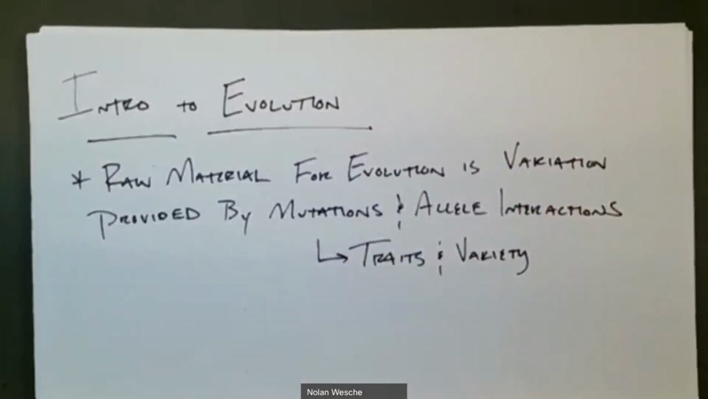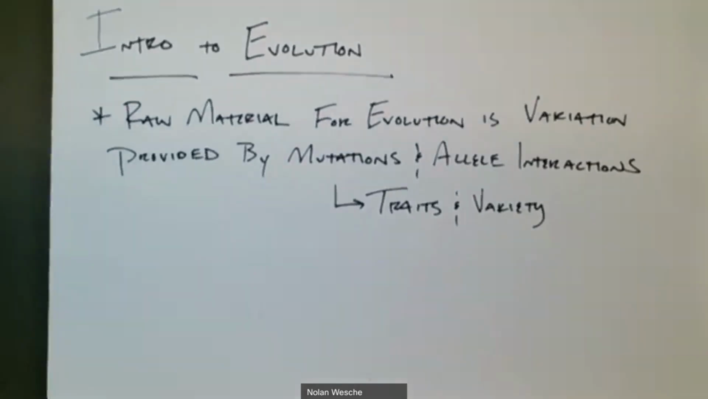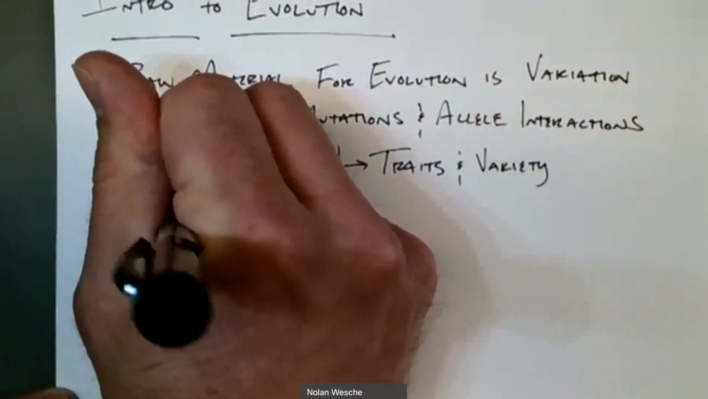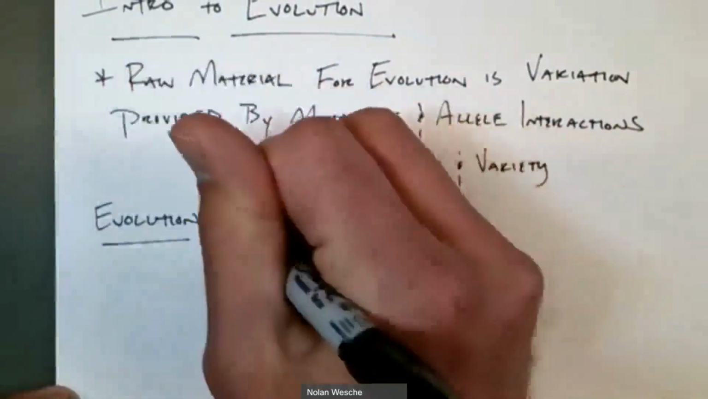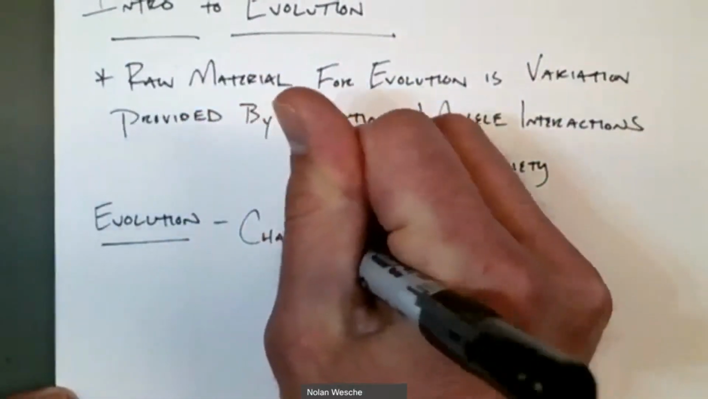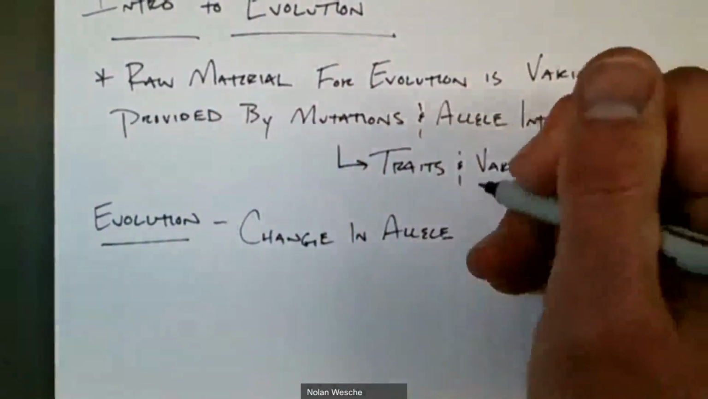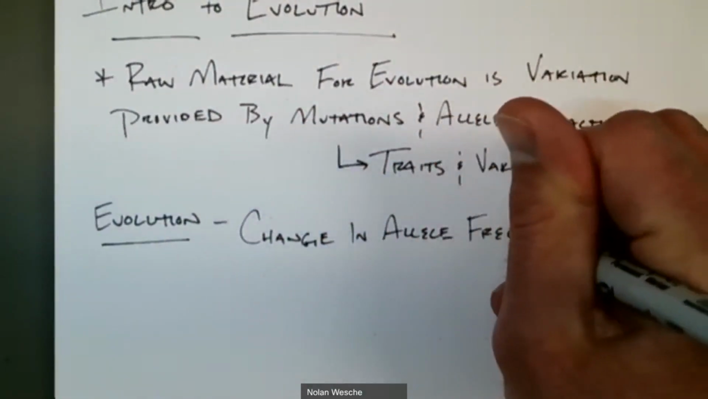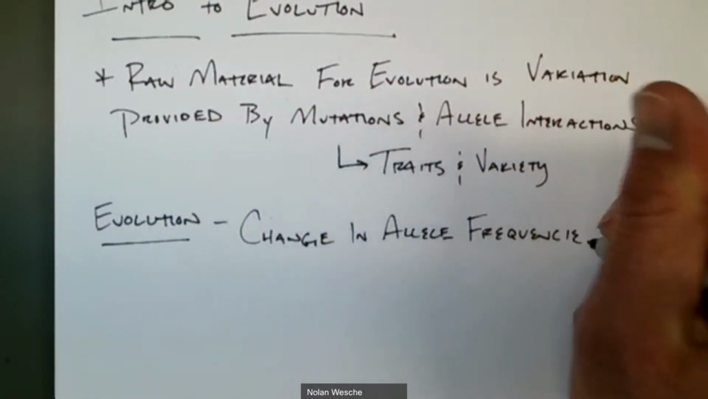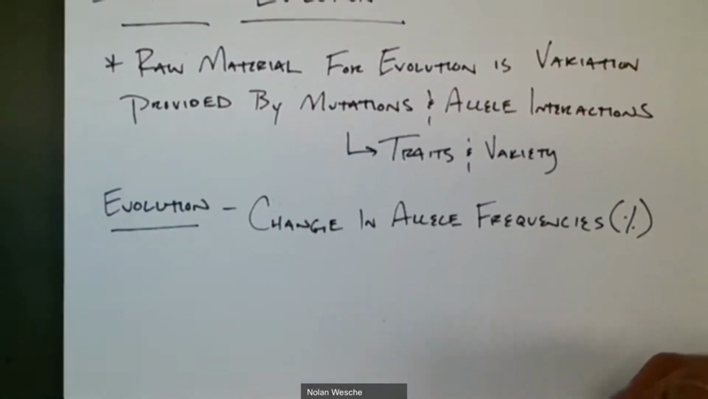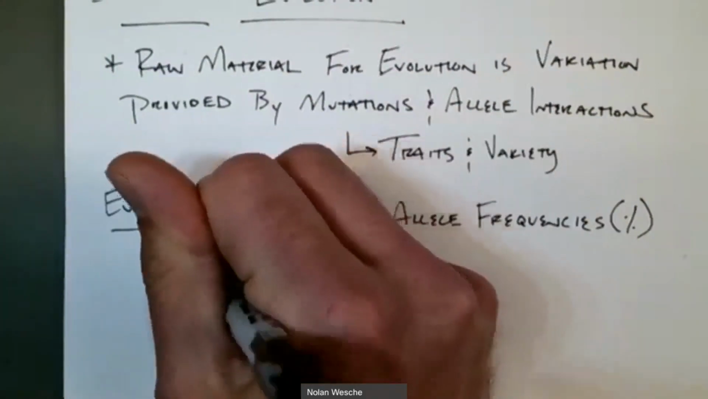And then what we'll see is some mechanisms that act on that, and that essentially is evolution. So we're going to give you a definition here for evolution. We're going to say evolution is the change in allele frequencies, which essentially is a percentage in a population over time.